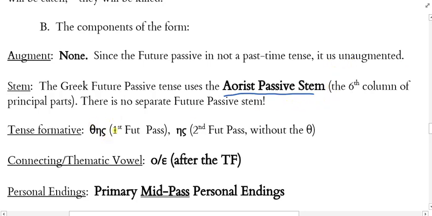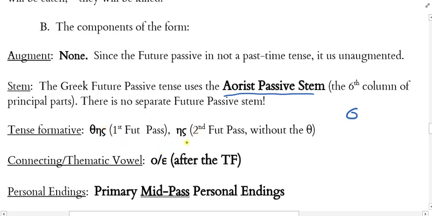All right, the tense formative is almost the same as the aorist passive's tense formative. If it's a first future passive, it's using theta, eta, sigma. So if it helps you to think of it this way, theta, eta is the idea that makes it passive, sigma makes it future, okay? And then if it's a second future, second futures are always shorter than first futures. Second future is always missing something that the first has, and here it's missing the theta, so it's just eta, sigma, okay? Now, of course, remember your sigmas will be non-final sigmas ultimately, because they're going to be in the middle of the word. They won't be word final.